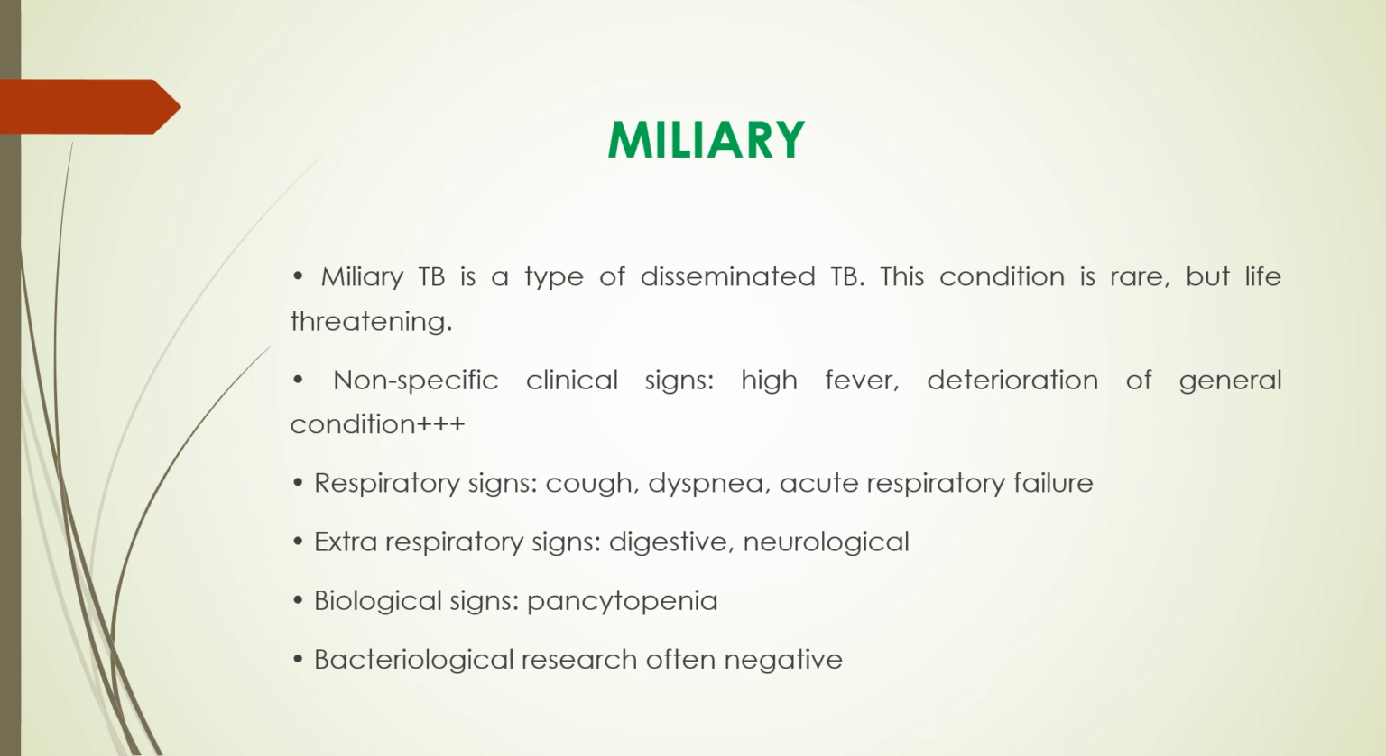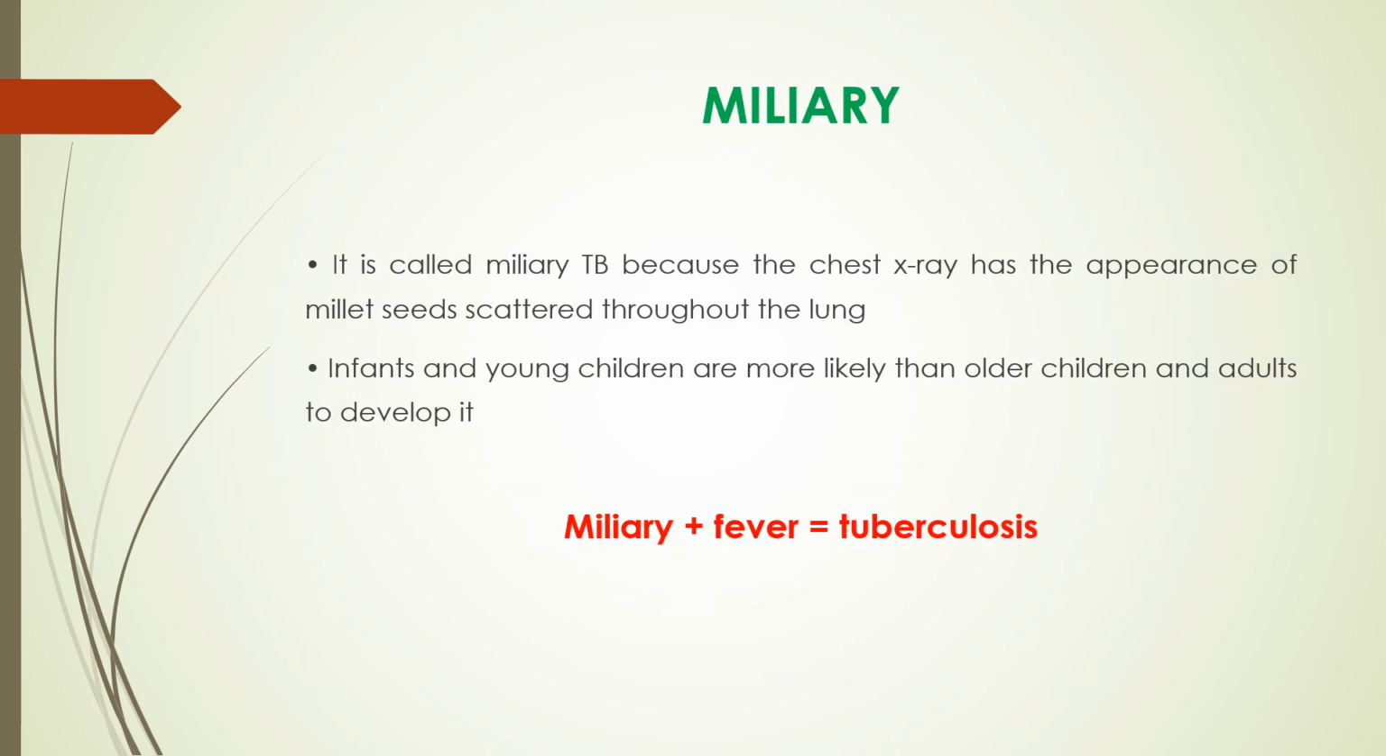While doing a CBC, we could find pancytopenia. Pancytopenia is a low number of white blood cells, hemoglobin, and platelets. And the bacteriological research is often negative. So why do we call it miliary? Because on the chest X-ray it has the appearance of millet seeds scattered through the lung.